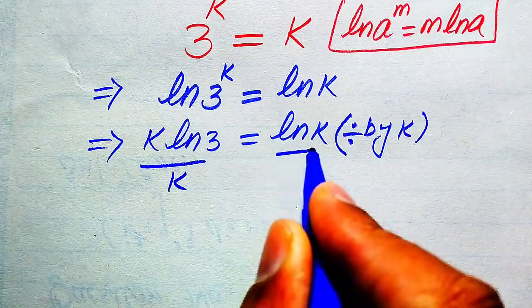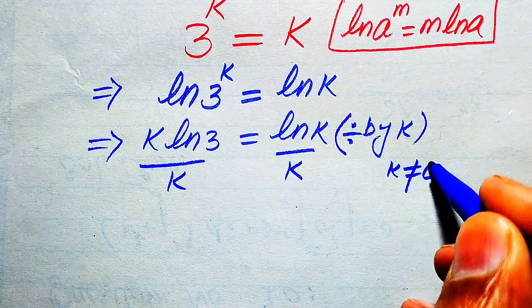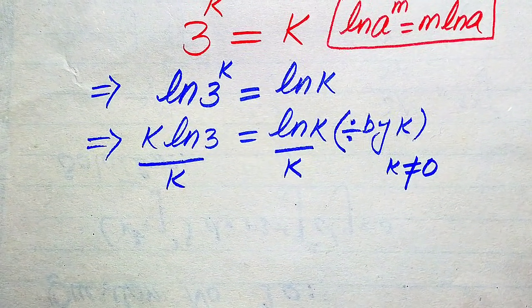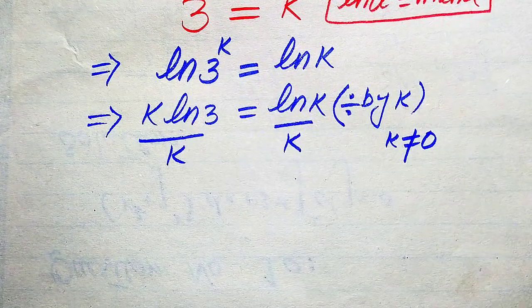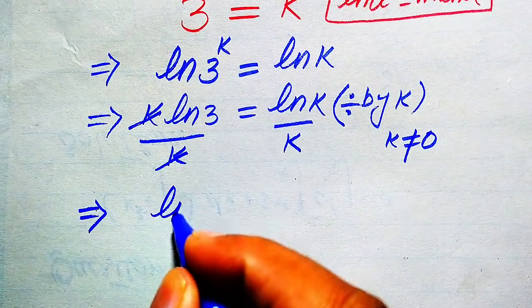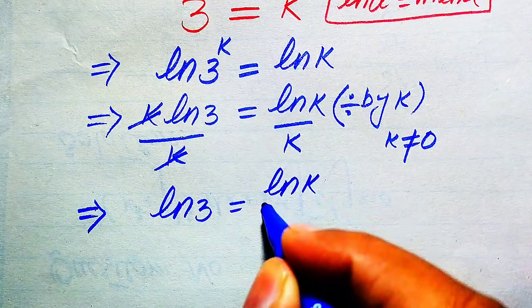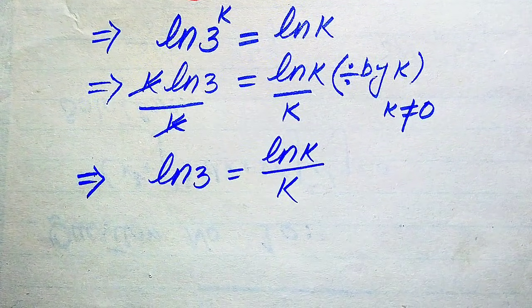So when you divide by k, it will be written in this form, and here you remember that our k is non-zero, because we solve this problem for non-zero values of k. So here this k and this k are cancelled out by each other, and we get log of 3 equals log of k divided by k.